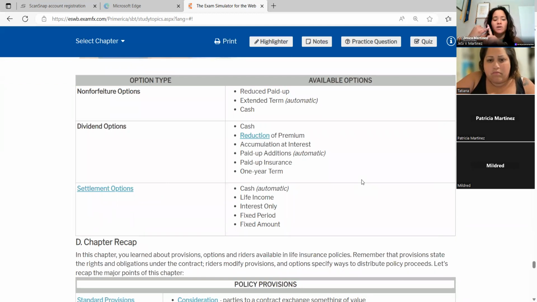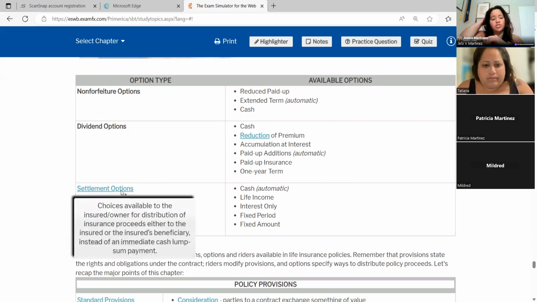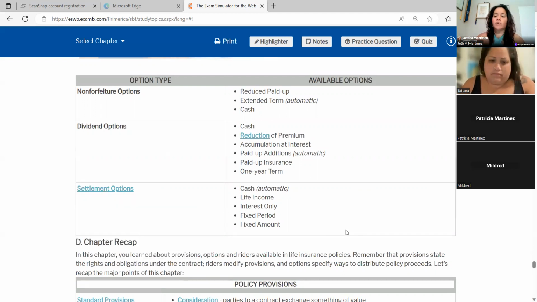Settlement options: your cash, life income, interest only, fixed period, or fixed amount. Settlement options is how you're going to receive, the choices available to the insured owner for distribution of insurance proceeds, either to the insured or the insured's beneficiary, instead of an immediate cash lump sum. So cash is that lump sum payment, which is automatic. Life income, again, if you happen to die, you lose all the money. Interest only, for a certain period of time, you get only the interest that it keeps building up, and then any other form of settlement.